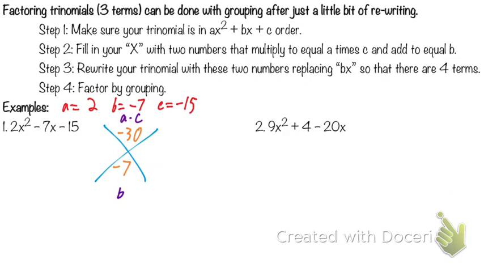So we need to figure out numbers that multiply to negative 30, but add up to negative 7. We're going to put those numbers on the left-hand and the right-hand side. Now let me ask this question. If it multiplies to a negative, what kind of numbers multiply to get a negative? Is it two positives? Is it two negatives? No. What do you have to do? A positive and a negative, okay?